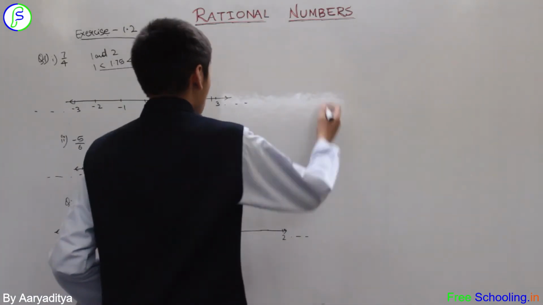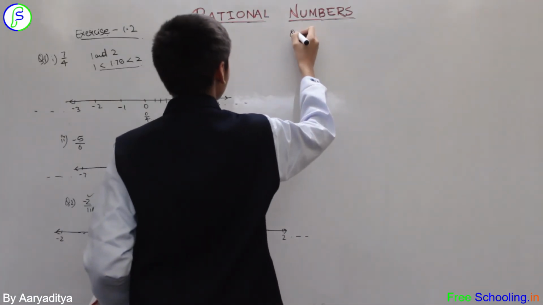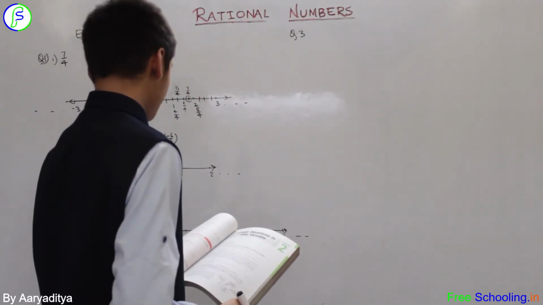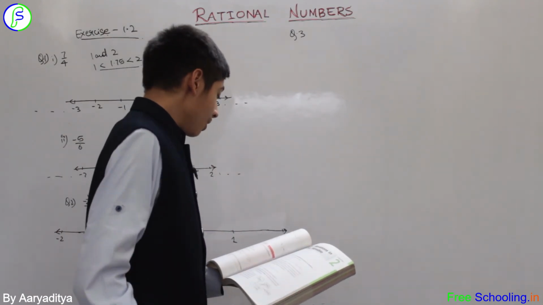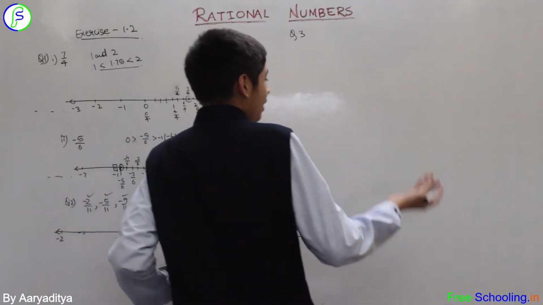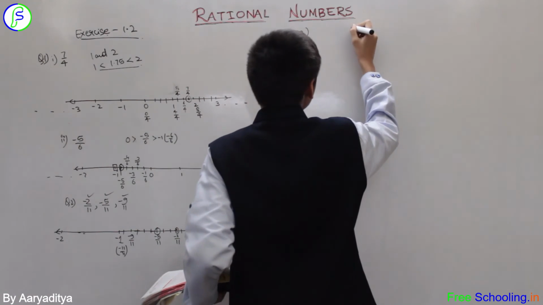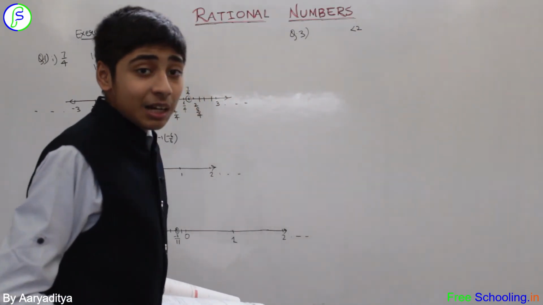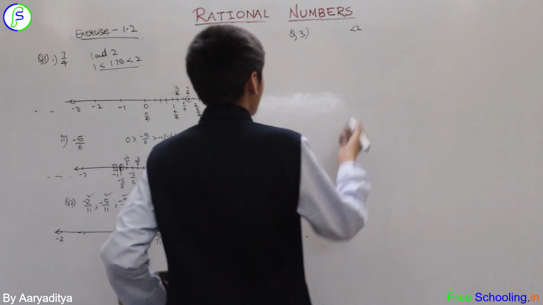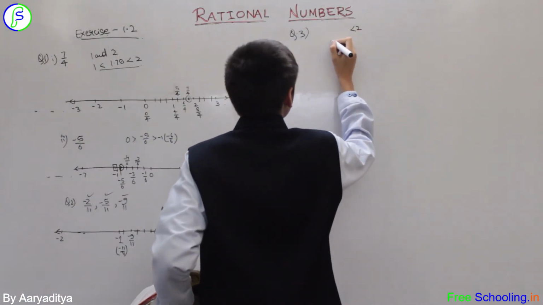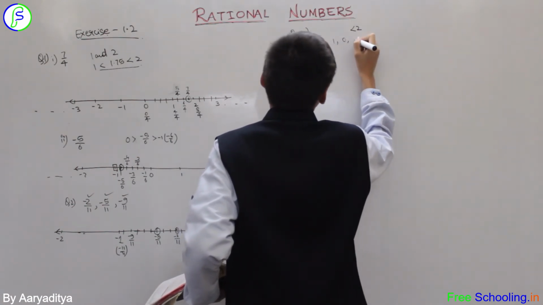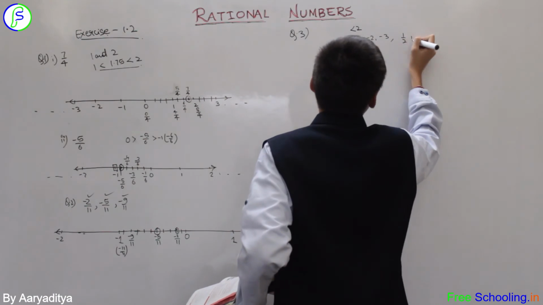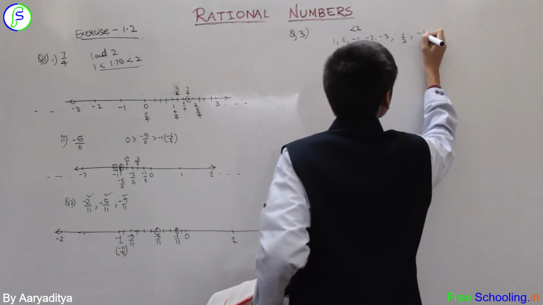Moving on to question number 3. Question number 3 says write 5 rational numbers which are smaller than 2. It is very easy. We need to write any 5 rational numbers that are smaller than 2. The numbers can be integers: I can have 1, 0, minus 1, minus 2, minus 3. I can have any fraction, like 1 by 2, or minus 1 by 4.